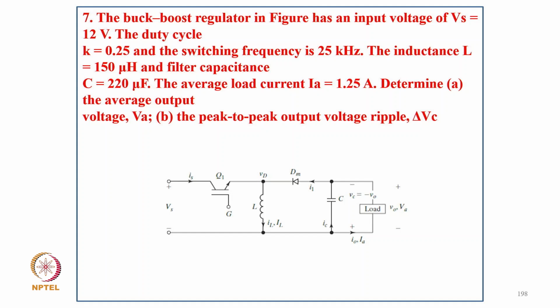Now coming to problem number 7, the buck boost converter here has an input voltage of 12 volt. The duty cycle is k equal to 0.25 and the switching frequency is 25 kHz. The inductance is 150 microhenry. The filter capacitor is 220 microfarad. The average load current Ia equal to 0.25 ampere. Determine the value of average output voltage Va and peak to peak output voltage.